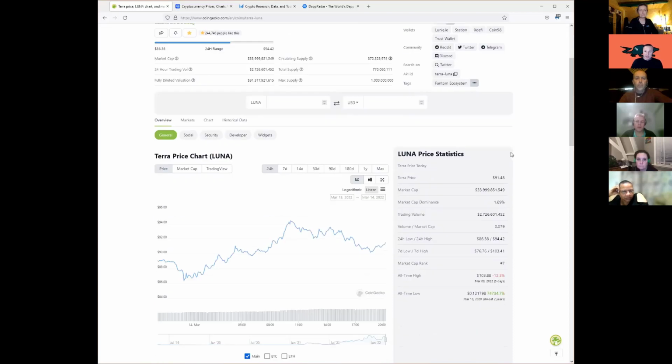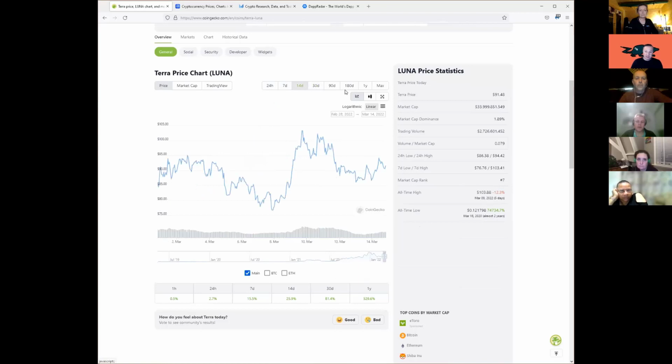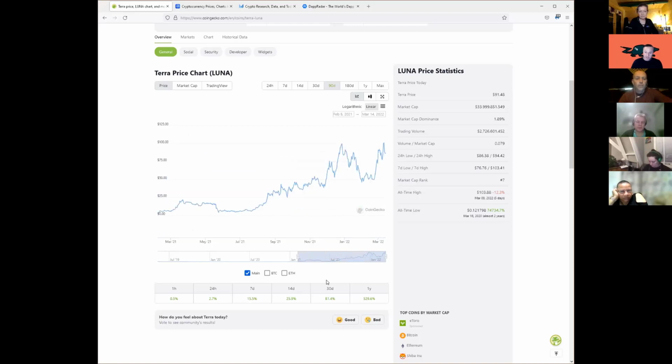So scrolling down a bit, you've got the price chart. And you can do that over various different periods. So if you look at Terra Luna, for example, and look at the 90-day, you can see peaks and troughs and where it is now. You can also see the long term, which is at the bottom here. Now, I'll go back to 2021. So we'll go from middle of 2021.